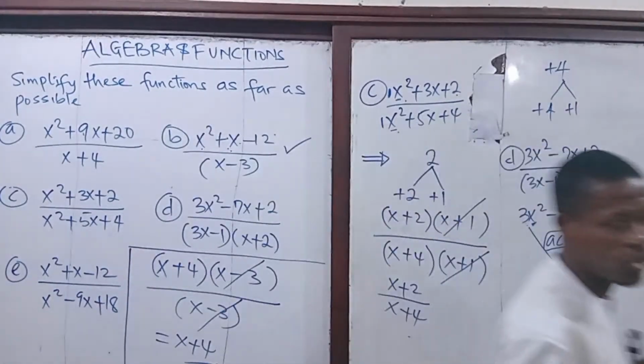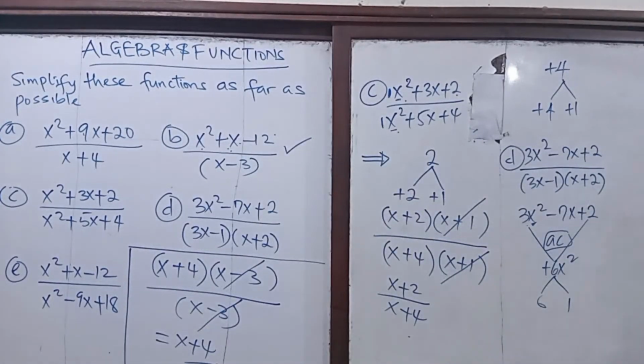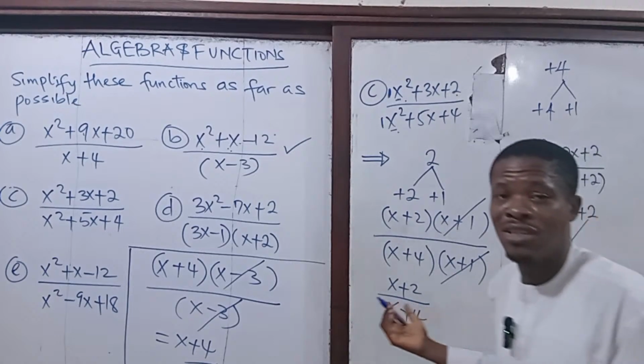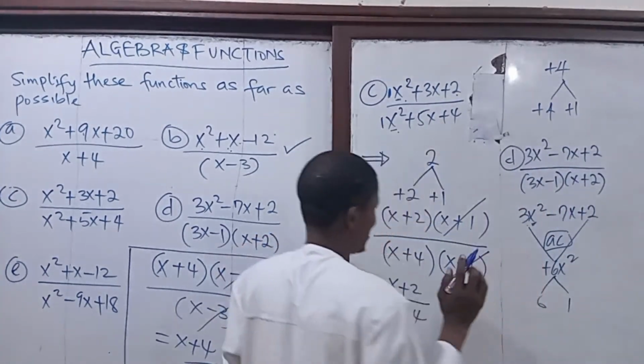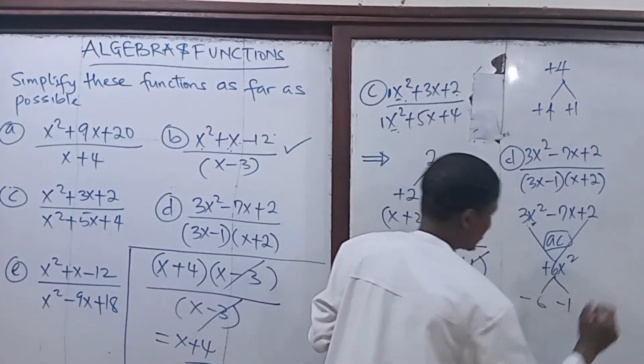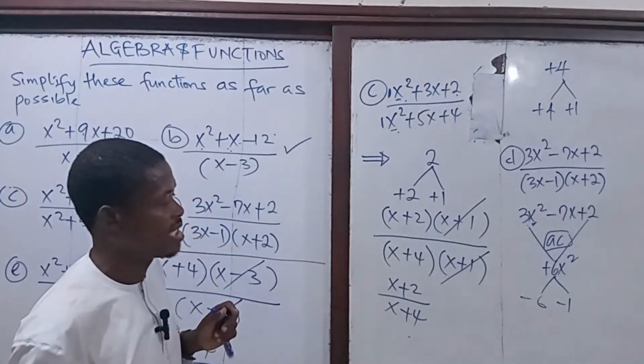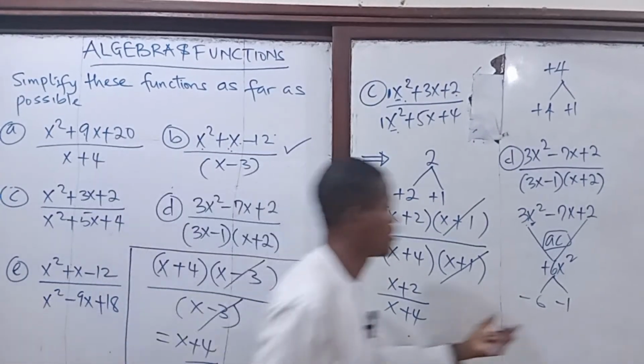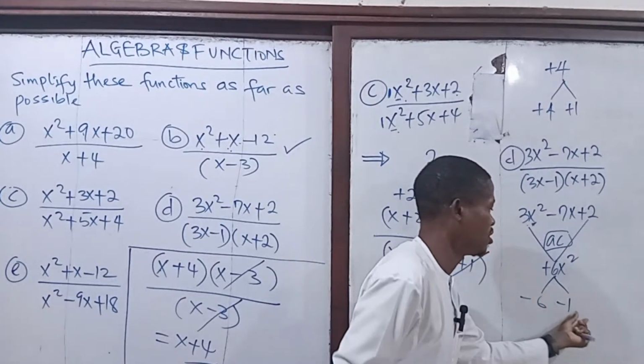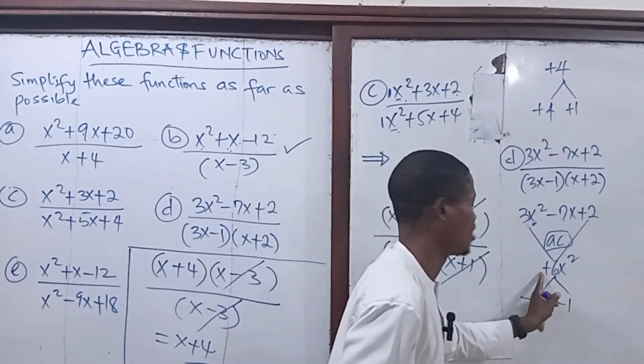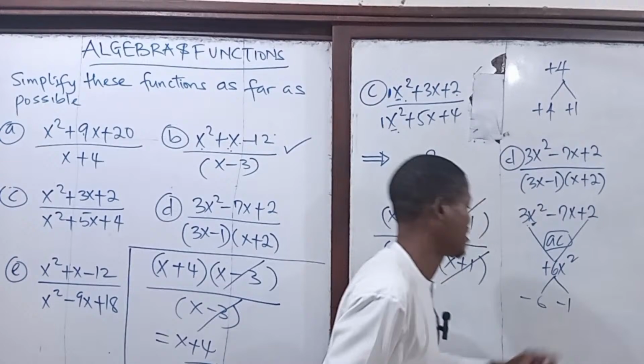But how do we turn 6 and 1 to minus 7? That's a simple answer. That will be minus 6 minus 1. And when you multiply minus 6 minus 1, you're going to get plus 6. And that's that on that.